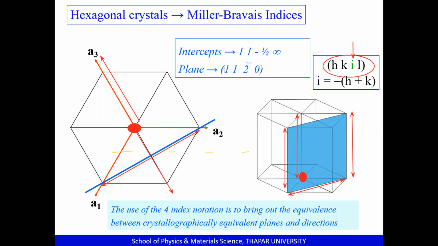Now let's check the value of i, whether it is equal to the negative sum of h plus k. So h is 1, k is also 1, 1 plus 1 is equal to 2 with a negative sign. So your i should be equal to minus 2, which is precisely the case. So you can always check that your i has to be the negative sum of h plus k.